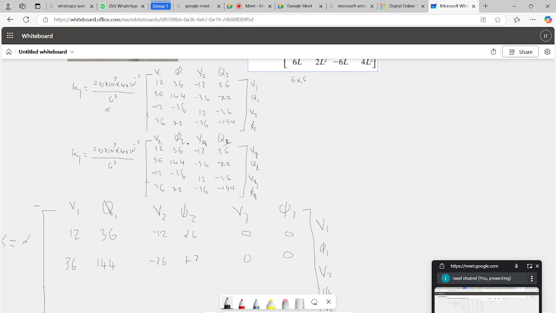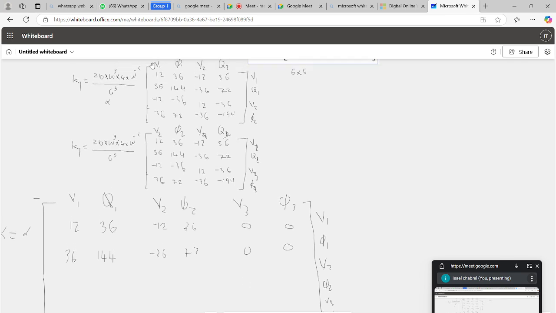We move to the second one now. V1, V2. What is the value? V1, V2 gives minus 12. So this one is minus 12. Phi 1, V2 gives minus 36. Now, V2 and V2 here gives 12.